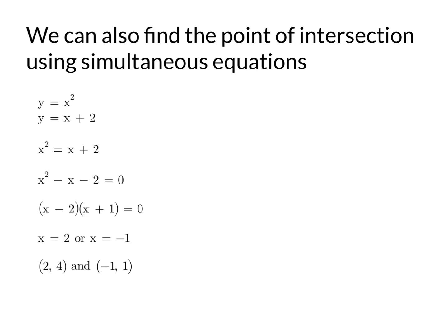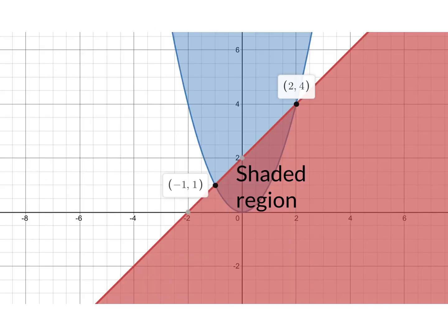Substituting those two values, so x equals 2 back in, you get 4. Substituting x equals minus 1 back into one of the top two equations, you get 1. And there's our overlap with our shaded region.